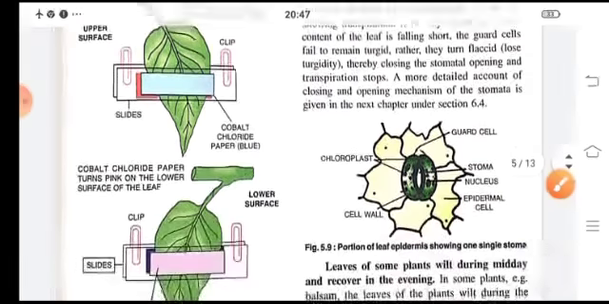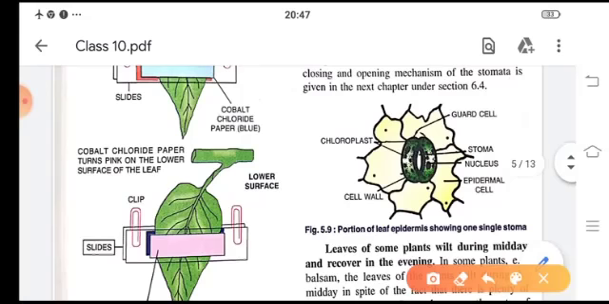So here is the structure of a stomata. These are two guard cells. In these two guard cells, the outer wall is thin and the inner wall is thick. They also have chloroplasts, which help in the photosynthesis process, and a nucleus. When the stomata open, the stoma between the guard cells becomes open, and if it is closed, then the stoma between the guard cells gets closed. This condition is known as closing of stomata.